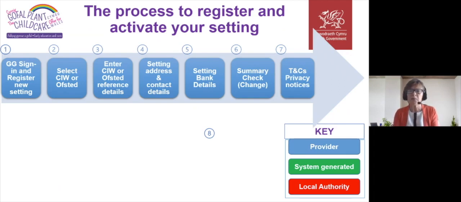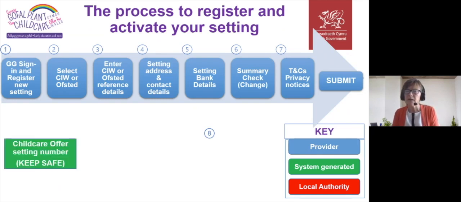Once you've gone through those steps, you're on the last step pretty much, which is to submit your request to register. And then the system itself will generate a childcare offer setting number automatically. And you need to keep this number safe. So it's not your CIW number, it will be a unique number that's system generated. That's known as the childcare offer setting number. And that'll become clear again as I go through step by step.